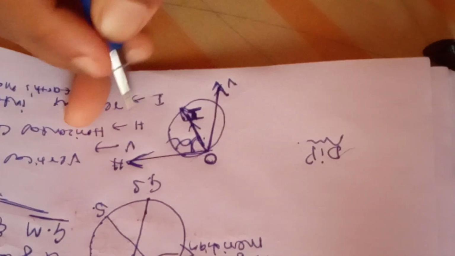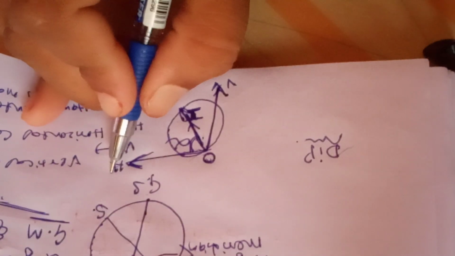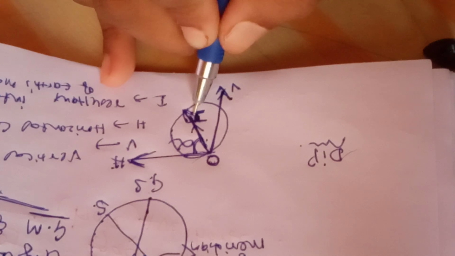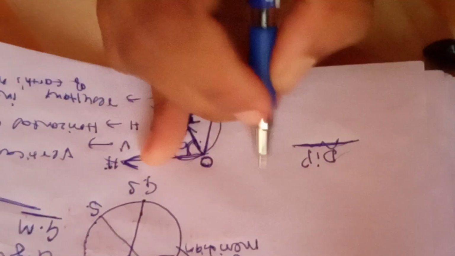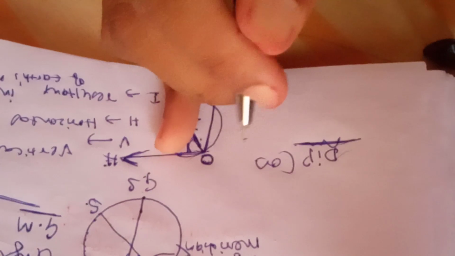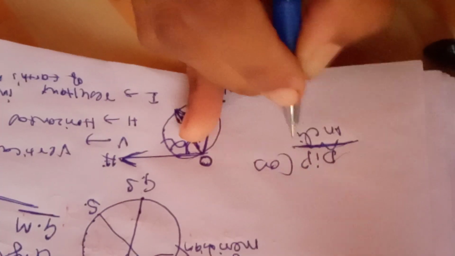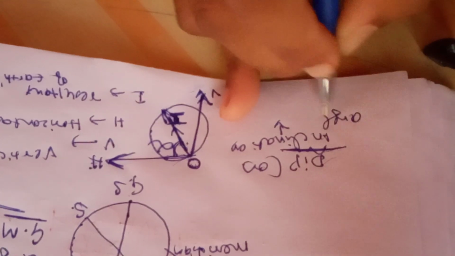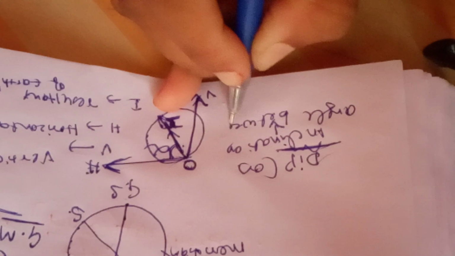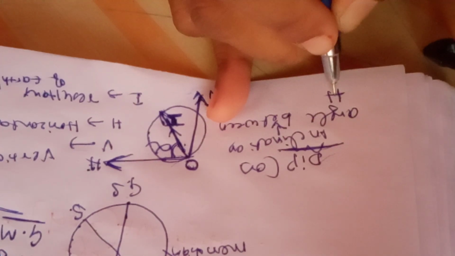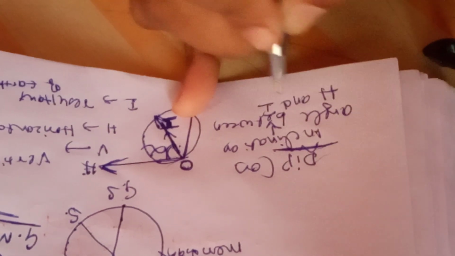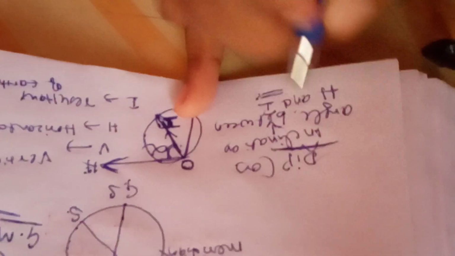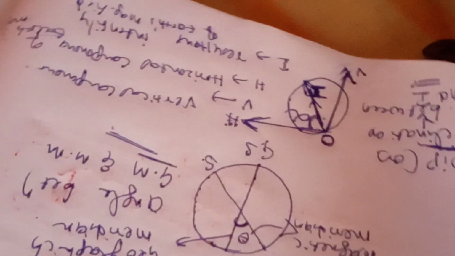Now this angle alpha between horizontal component of Earth's magnetic field and total or resultant intensity of Earth's magnetic field, we call it as dip, or we can also call it as inclination. So what is dip or inclination? The angle between horizontal component of Earth's magnetic field and resultant intensity of Earth's magnetic field, we call it as dip or inclination.